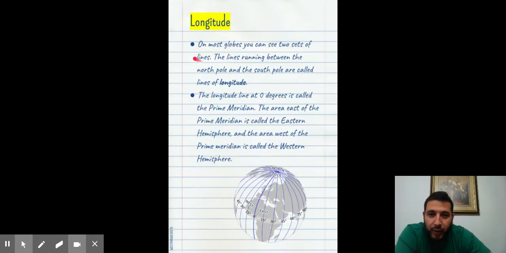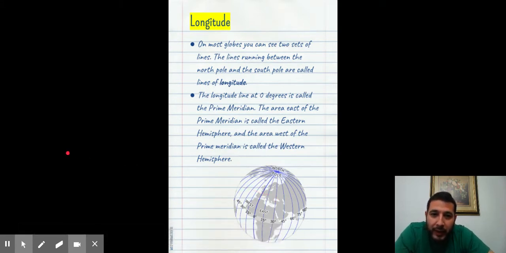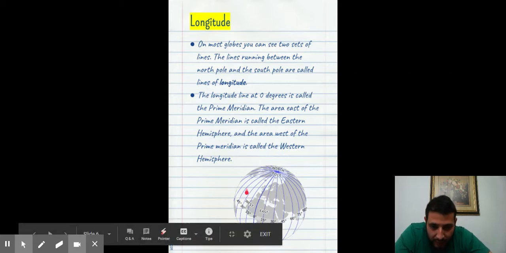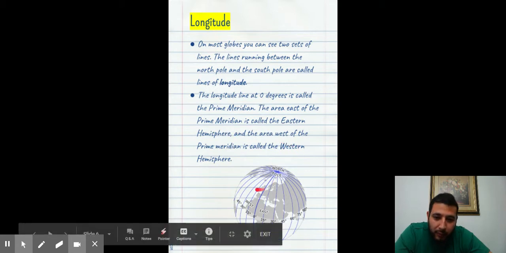So let's start with longitude. On most globes, you can see two sets of lines. So that's on the ball, like this ball here. The lines running between the North Pole and the South Pole are called lines of longitude. The longitude line at 0 degrees is called the prime meridian. So that will be this one right here. It runs through England right here. The area east of the prime meridian is called the eastern hemisphere, and then on the west is the western. So west, east. All right.